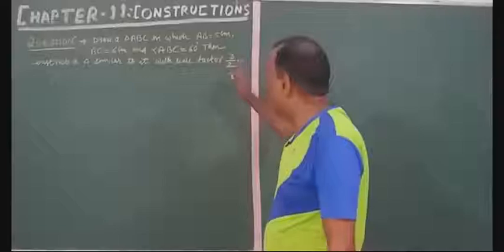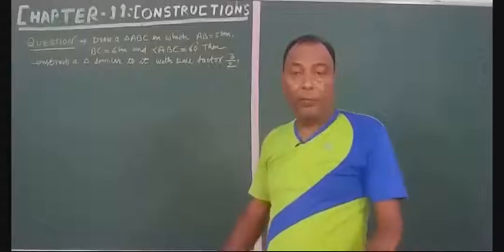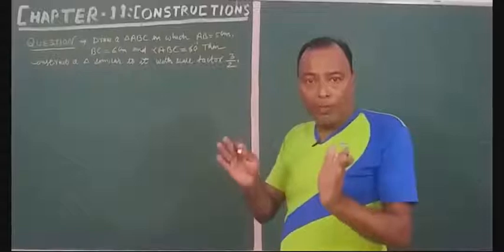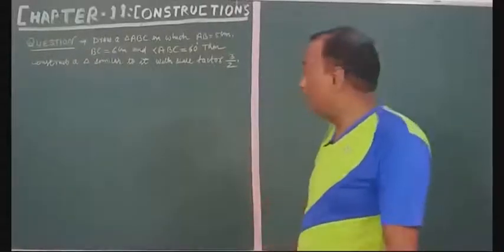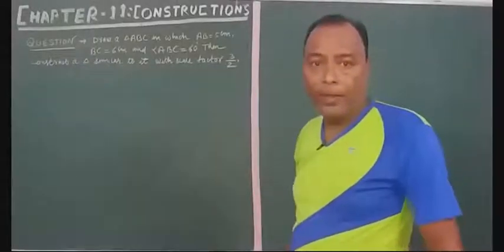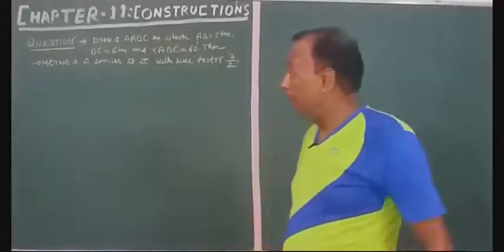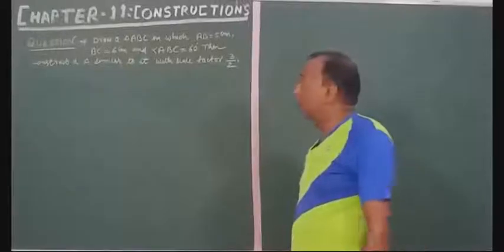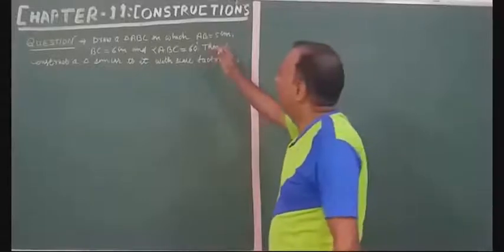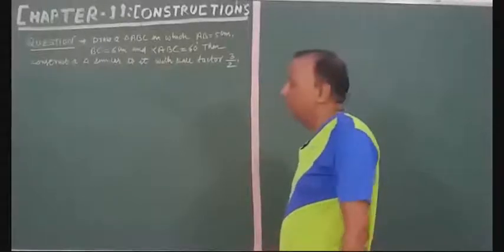Just look at the numerator. In the previous question, the numerator was smaller than denominator, then the triangle was smaller in size. But in this question, the numerator is greater than the denominator, then the triangle will be larger in size. So now, how should we start this question? First we will draw this triangle ABC in which AB is 5 centimeter, BC is 6 centimeter and angle ABC is 60 degree.